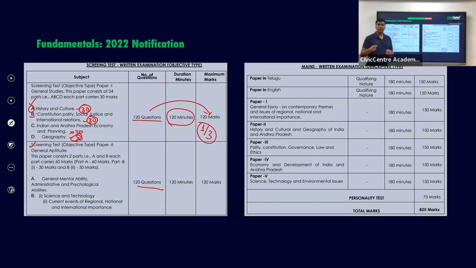Unlike UPSC, where you feel like, okay, this year polity was given more importance, this year geography was given more importance, here it is a fixed proportion. Second one, the second part is a little bit tweaked.